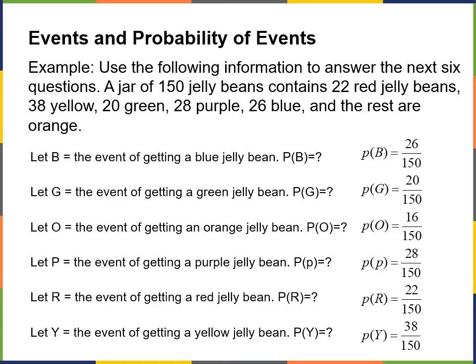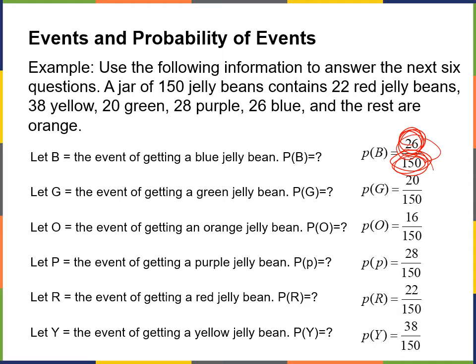Another one. Okay? So use the following information to answer the next questions, in that we're looking at a jar of jelly beans. The jar contains 22 red jelly beans, 38 yellow jelly beans, 20 green, 28 purple, 26 blue, and the rest are orange. Right? So you look at this and go, okay, well, what's the probability you're going to get a blue? Well, how many blues do I have? I have 26 blues. Okay? How many do I have total? 150 total. So the probability I'm going to get a blue is the number of ways mine can occur over the total number of possible events.